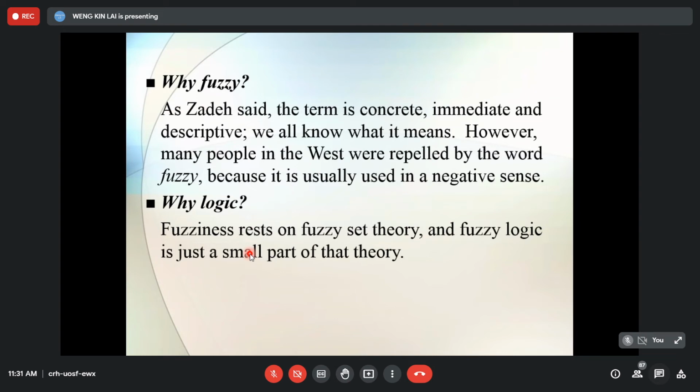We all know what it means. So his argument is that many people in the West were repelled, were not too happy with the word fuzzy, because it is usually used in a negative sense, right? Because it means that you are not clear, right? You cannot tell me exactly, right?